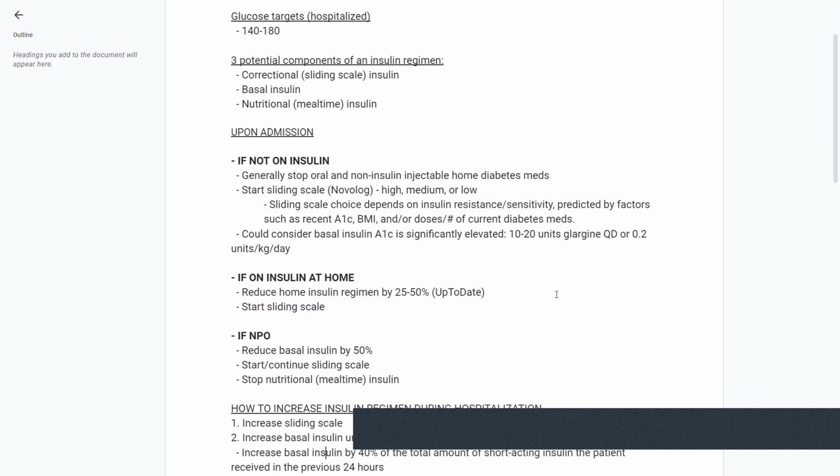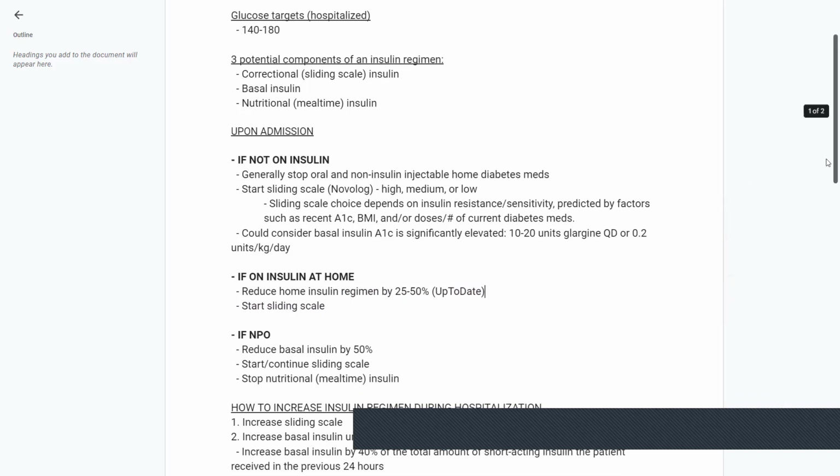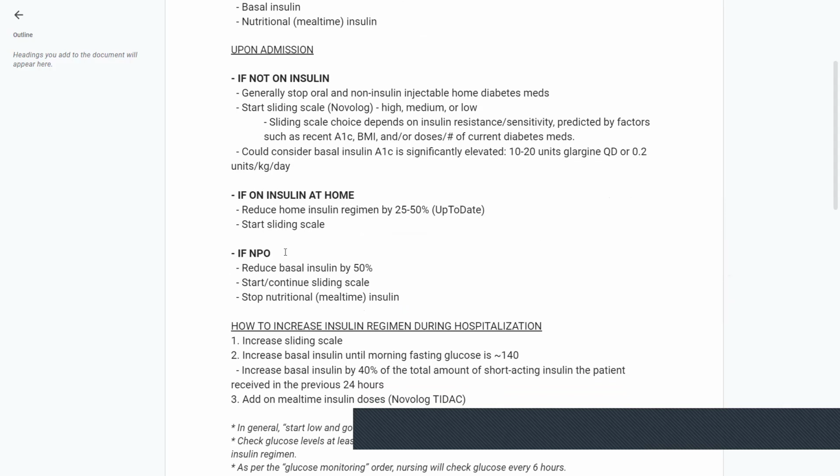Next is if the patient's NPO. This goes for if they're NPO on admission, or if they've been here a week and suddenly we're making them NPO, maybe for an upcoming surgery. Generally what we would do is decrease the basal insulin by 50%. If we're admitting them, we would start them on a sliding scale. If they're already here, we continue whatever sliding scale they're on. And we definitely stop any mealtime insulin, obviously, because they're not eating meals, and we would resume it once they're eating again.